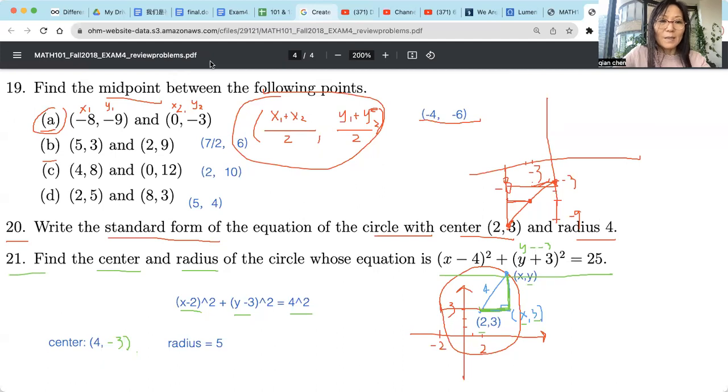All right. The standard equation of a circle is x minus h squared plus y minus k squared equals r squared. R means radius. Then h comma k is the center. So in this standard form, h comma k is the center and r is the radius.